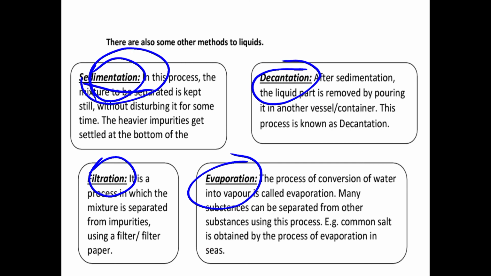Then there is another method called decantation. Decantation means that after sedimentation, the liquid part is removed by pouring it into another vessel or container. This process is called decantation. Then there is another method called filtration. Filtration is a process in which a mixture is separated from impurities using a filter paper or a filter device.